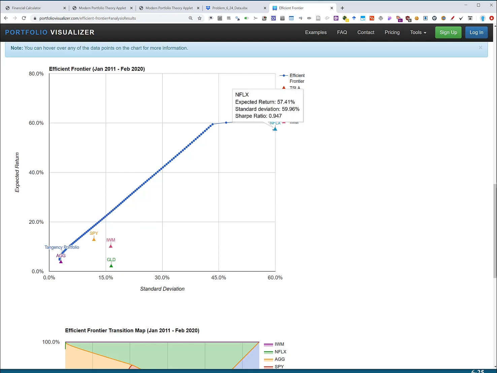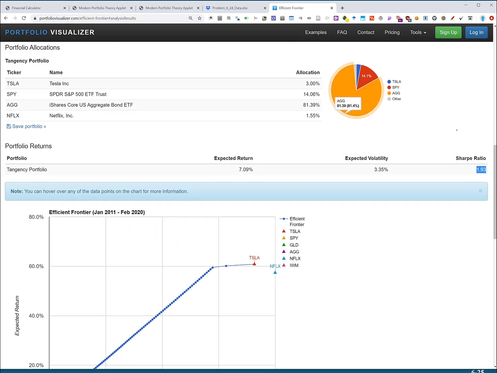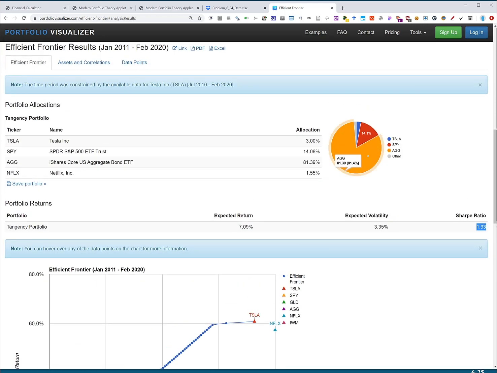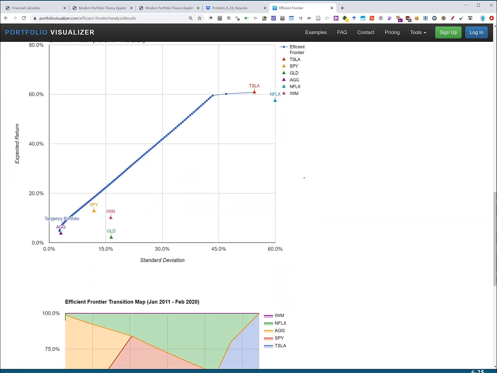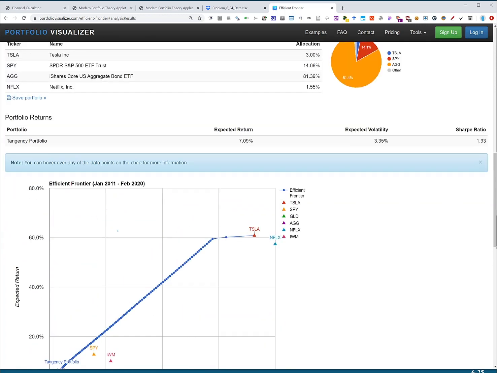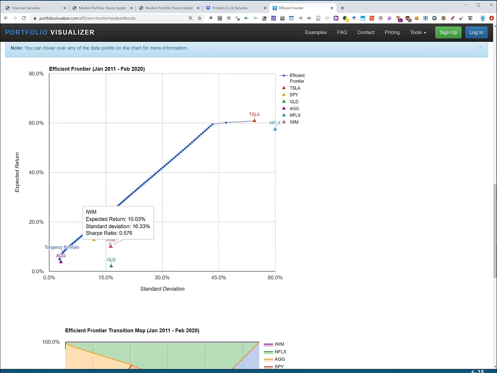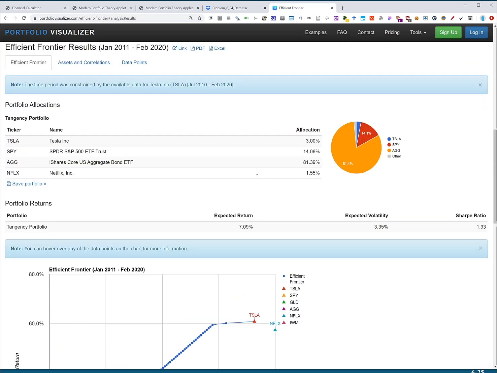So basically, our portfolio is made out of pretty much all bonds, 81%, plus some Tesla, plus some SPY, right? Plus some Netflix. Here are the allocations: 3% Tesla, 14% the broad market, nothing in IWM, nothing in gold, or maybe a very low allocation, pretty much 0. So the portfolio that we have here has a 1.9 Sharpe ratio.